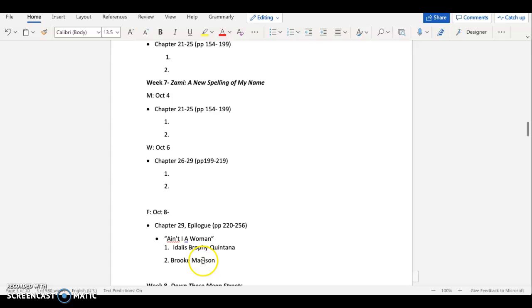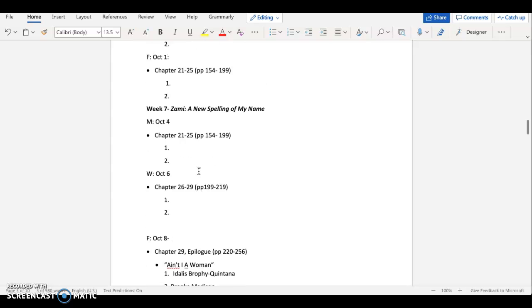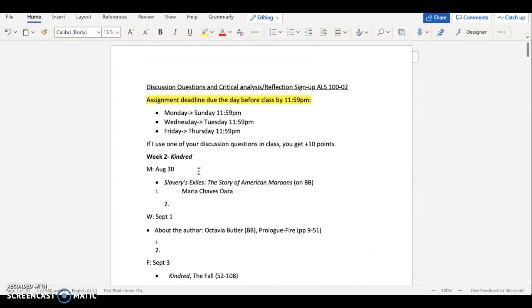So Brooke signed up for Friday, October 8th, and that would mean that Brooke would turn in her assignment on Thursday at 11:59. So please make sure that you sign up for one of these readings by Friday afternoon. If by the end of Friday, over the weekend, you have not signed up, I will assign you a reading. But that is what you have to do in order to sign up for your assignment.